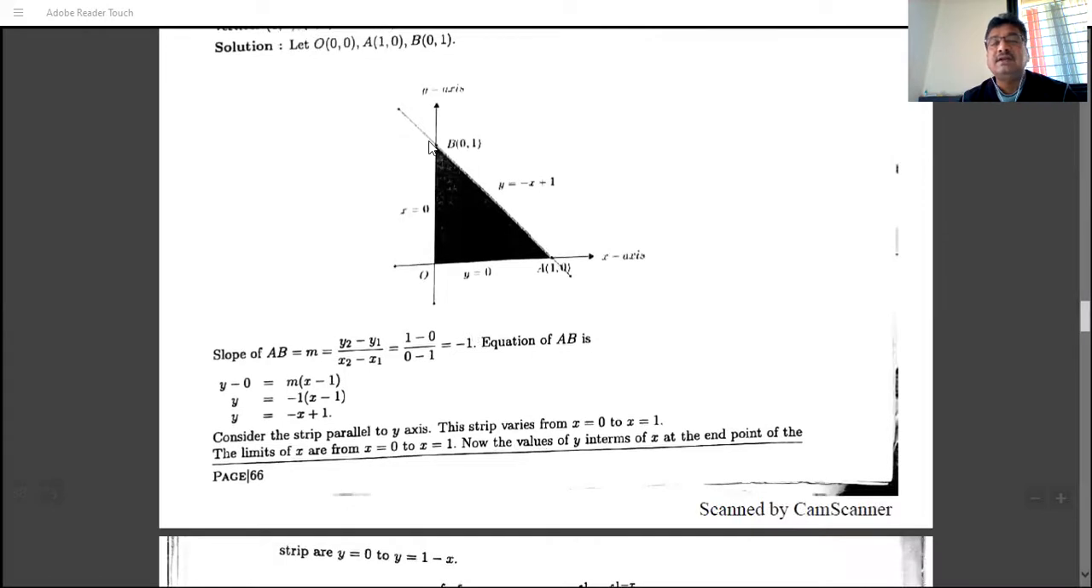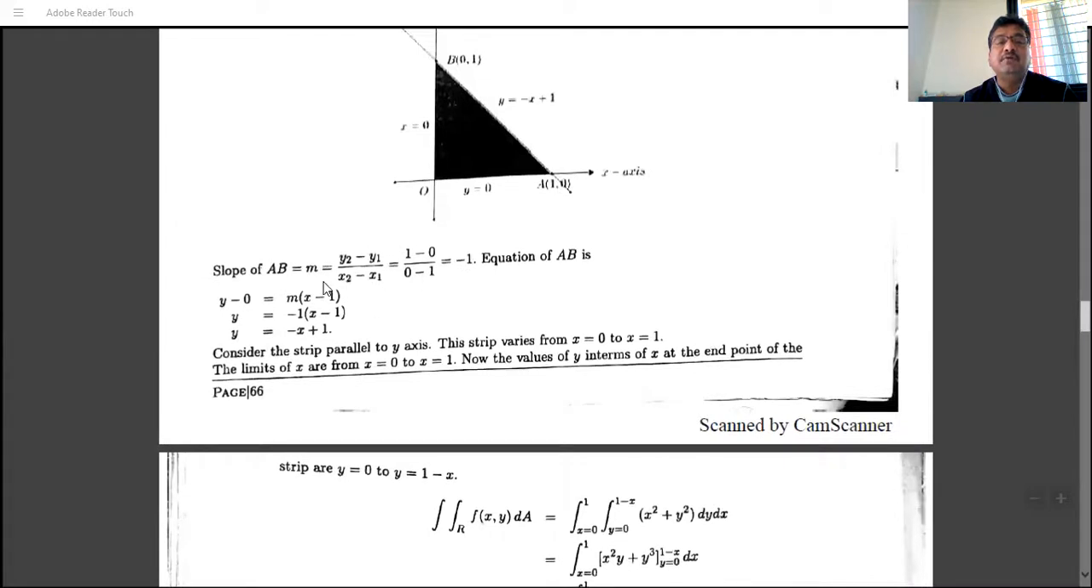And therefore, what is the equation of this line? It is x plus y equal to 1, or y is equal to minus x plus 1. So x plus y equal to 1 is the equation of this line. And this line is x equal to 0 because it is the y axis, and this is the x axis; its equation is y equal to 0.